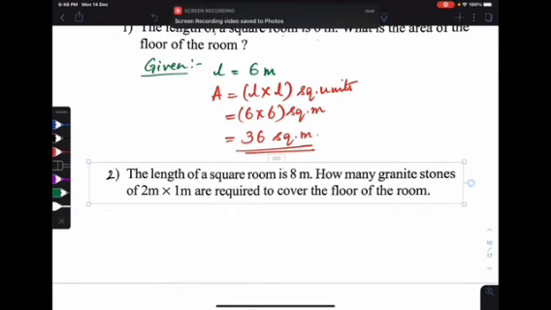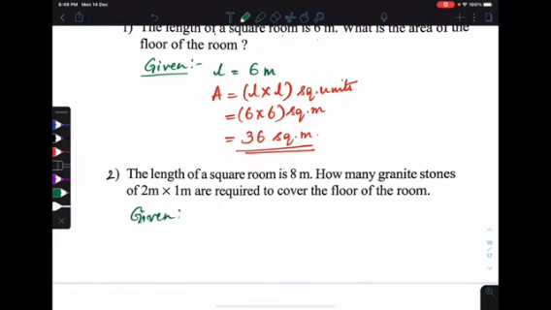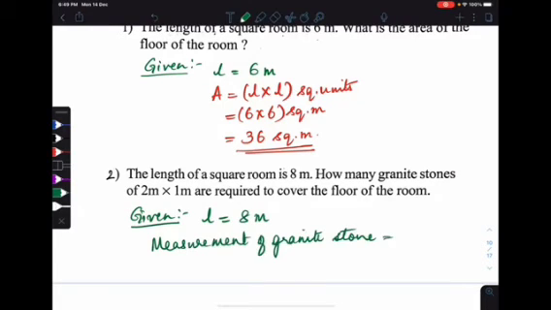The length of a square room is 8 meters. How many granite stones of 2 meters by 1 meter are required to cover the floor of the room? So the given statement here: the length of the square room is 8 meters and the measurement of a granite stone is equal to 2 meters by 1 meter.